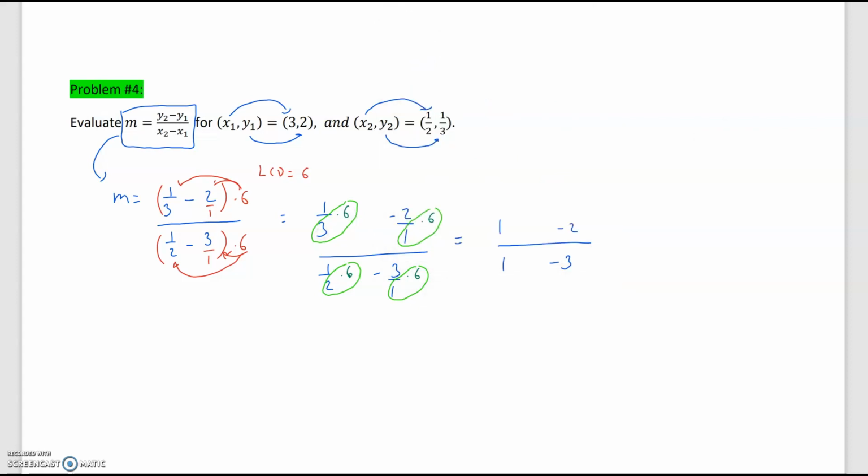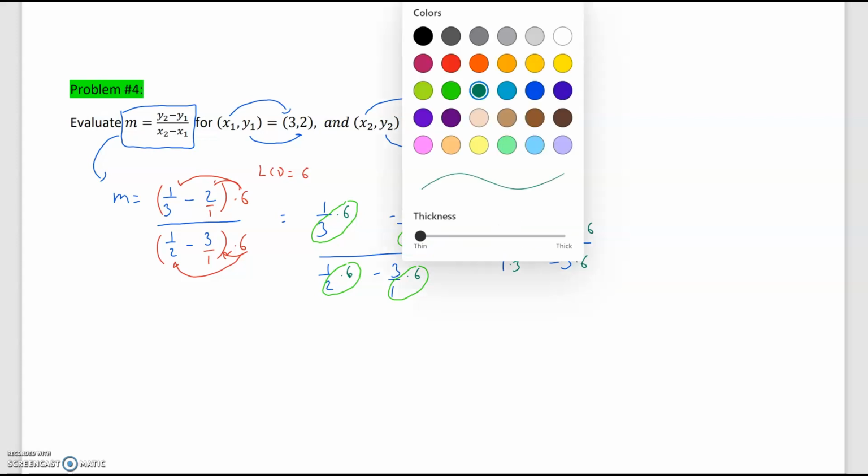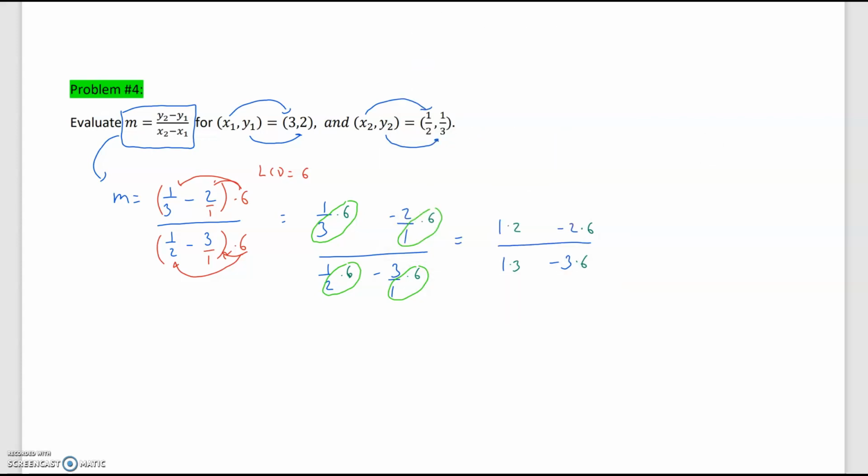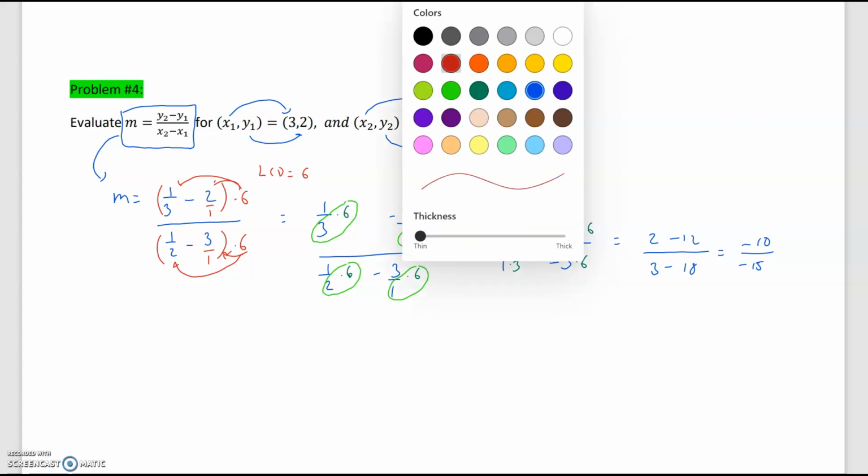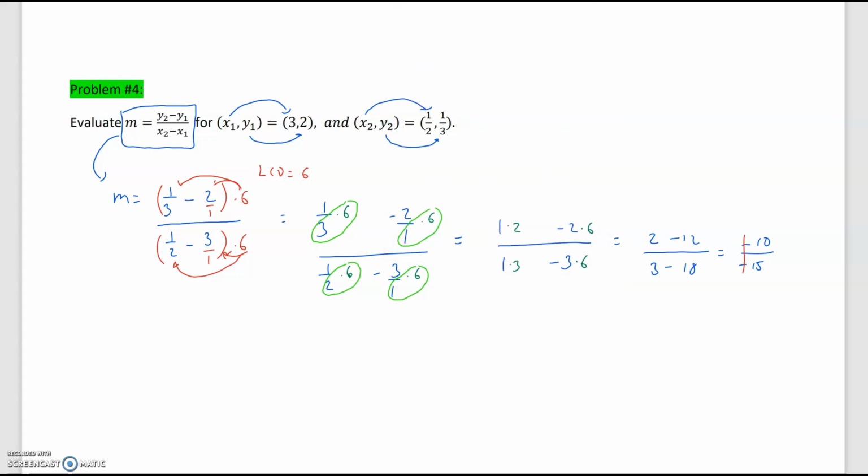6 divided by 3 is equal to 2, so it'll be 1 times 2. 6 divided by 1 is equal to 6, so times 6. 6 divided by 2 is equal to 3, so times 3. 6 divided by 1 is equal to 6. And notice that in this step, there's no more fractions. So we technically have 2 minus 12 over 3 minus 18, which is equal to negative 10 over negative 15, which we cancel the negatives.